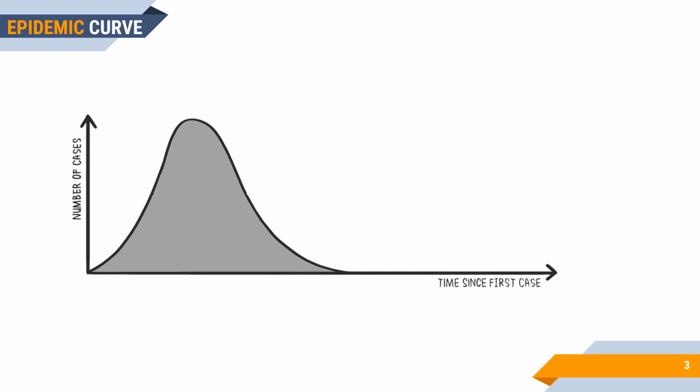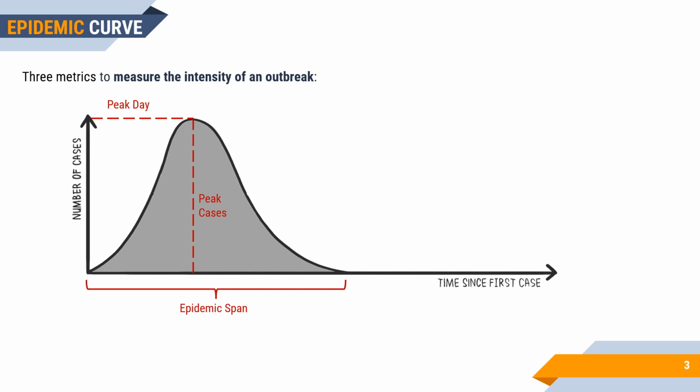So, an epidemic curve, also known as epi curve, shows the number of cases in an outbreak over time. It provides key information about an outbreak. So, there are three metrics to measure the intensity of an outbreak: peak cases, peak day, and epidemic span. Peak cases are the maximum number of infected cases on a given day. The day when the cases are maximum is the peak day, and the span denotes the time period between the first and last infected cases.